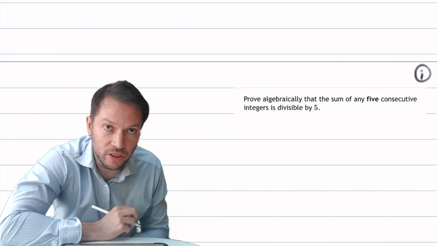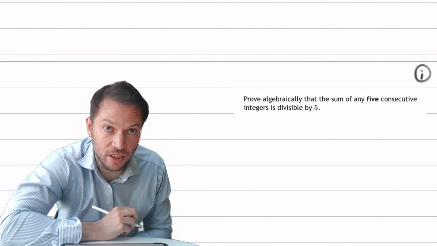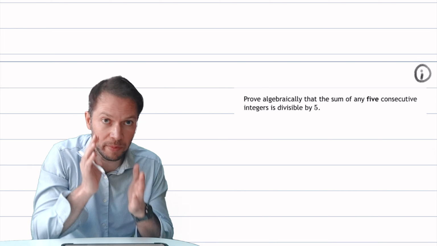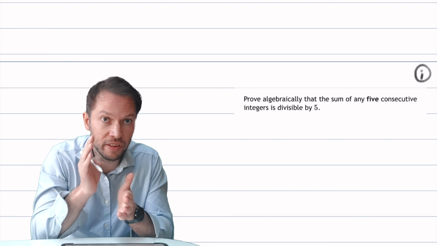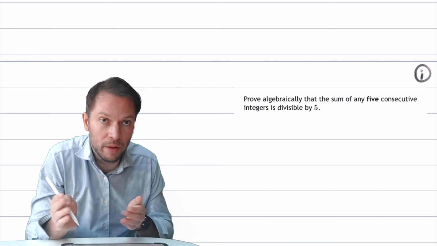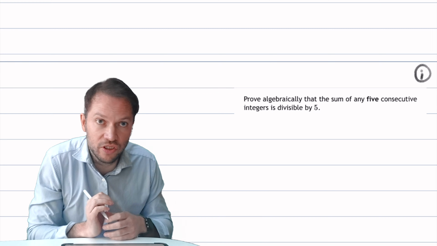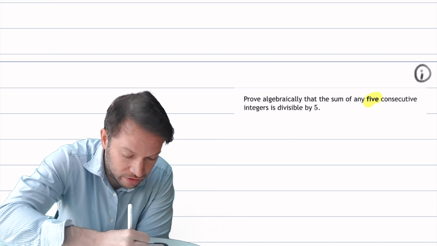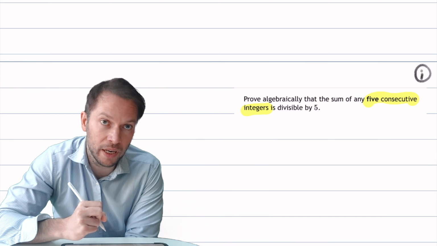Hi, in this video we're going to prove some property to do with consecutive integers. By consecutive integers I just mean whole numbers, integers that are next to each other. So for example 7 and 8 are consecutive integers, they're 1 apart. 10 and 11 are consecutive integers, they're 1 apart. So we've got 5 consecutive integers and we're going to prove that their sum is divisible by 5.